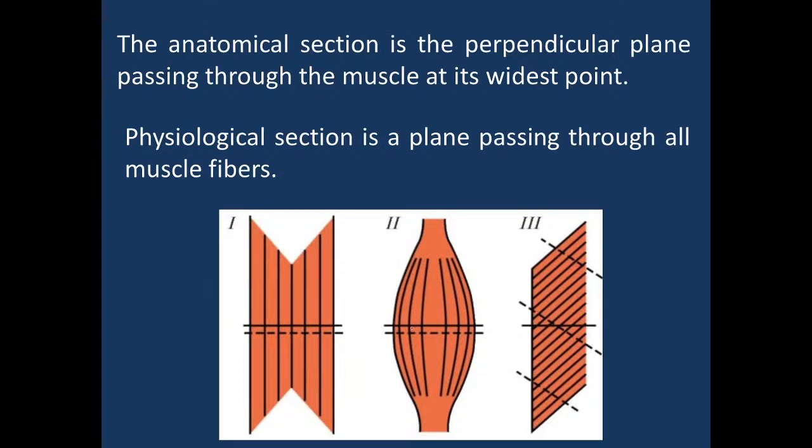Here you see the difference between anatomical and physiological section. Anatomical section is just only transversely cut all muscles, but physiological section is a plane passing through all muscle fibers. Sometimes they are equal, anatomical section and physiological section, but sometimes physiological section is not equal to the anatomical one.